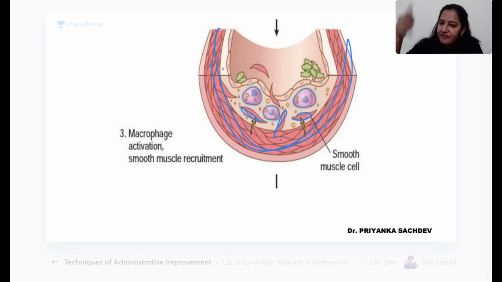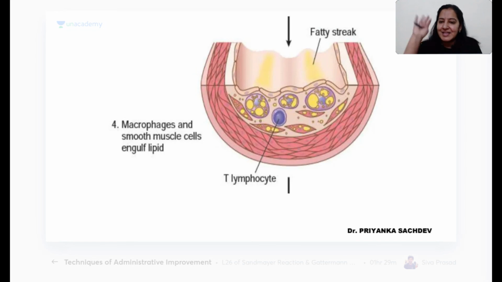Once they will come, they will also eat fat. And they are not known as foam cell. They are known as fat containing smooth muscle cells. They will also eat fat. So see this diagram. In the subendothelial space of media, you can see two types of cell. You can see macrophages, you can see smooth muscle cell.